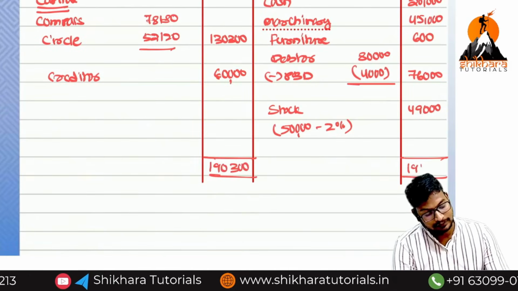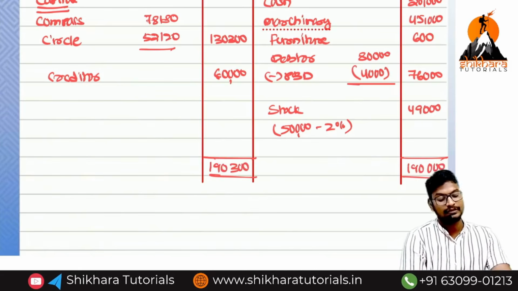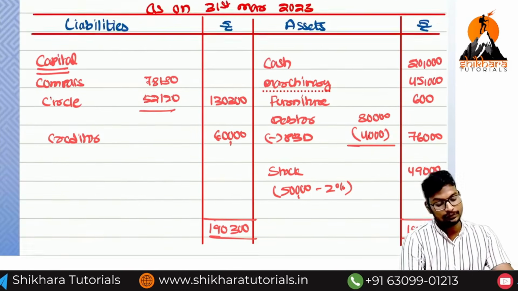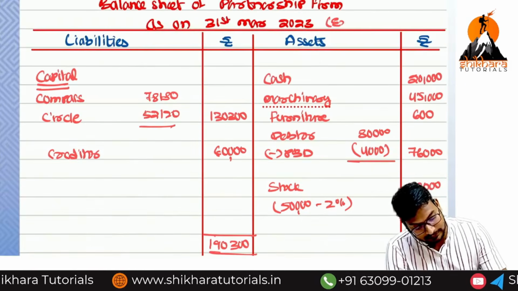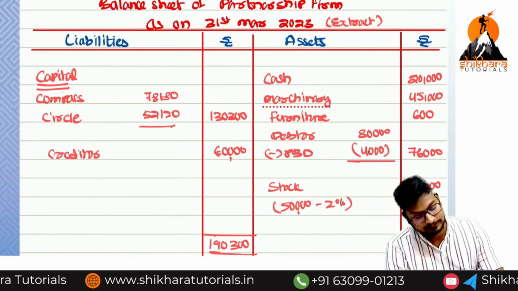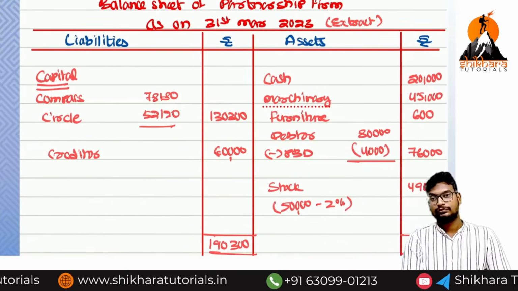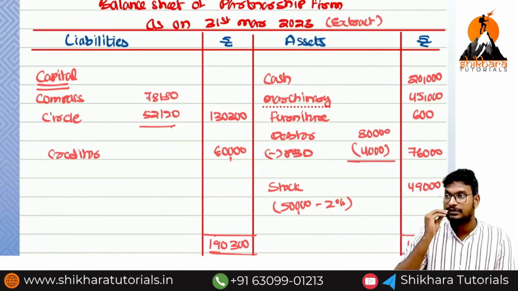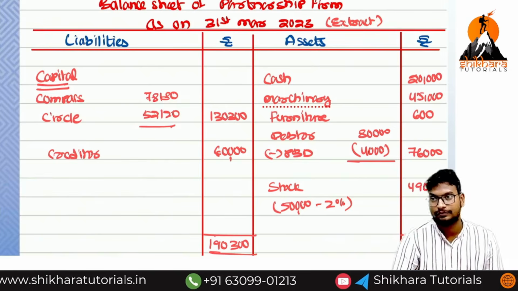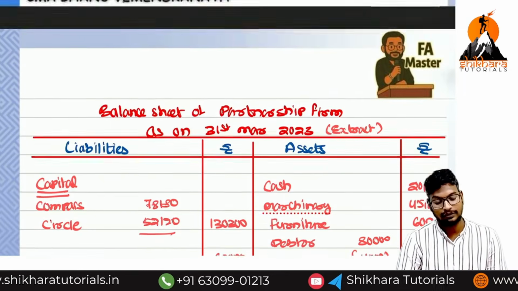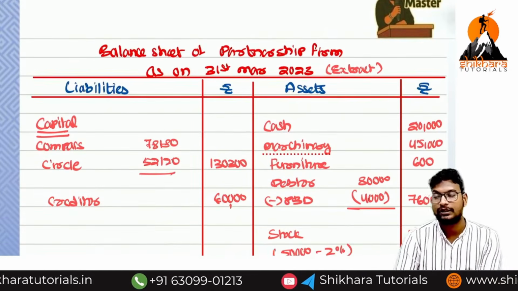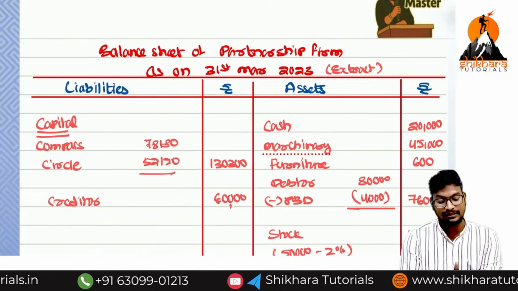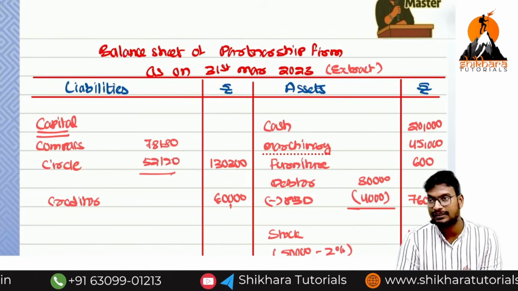1,90,300. 1,90,000. That means they are 100. So it is an extract. They have missed out certain information. You know. So successfully we have completed the retirement also. So till now we have completed the admission and retirement. So see this sum. So see, it is somewhat difficult sum.